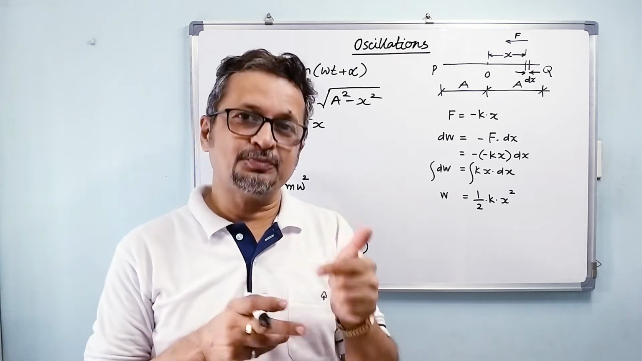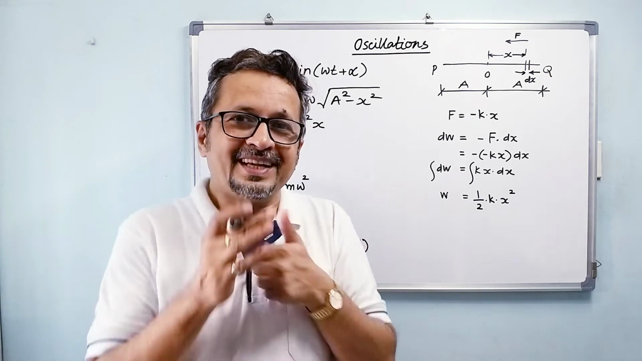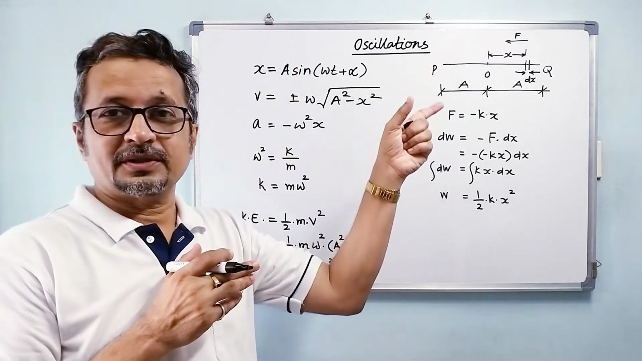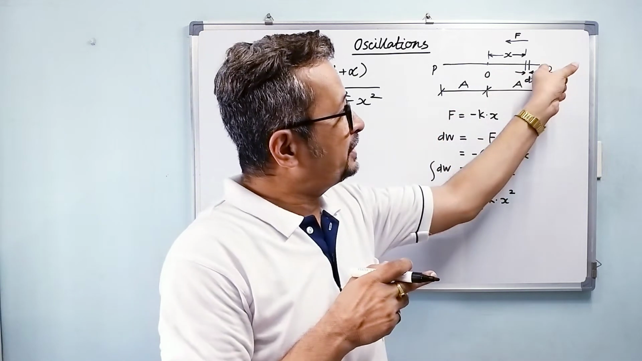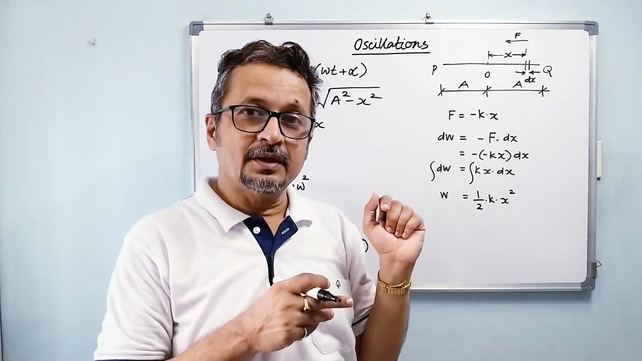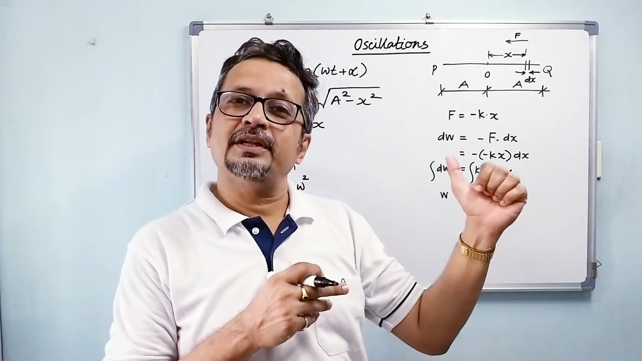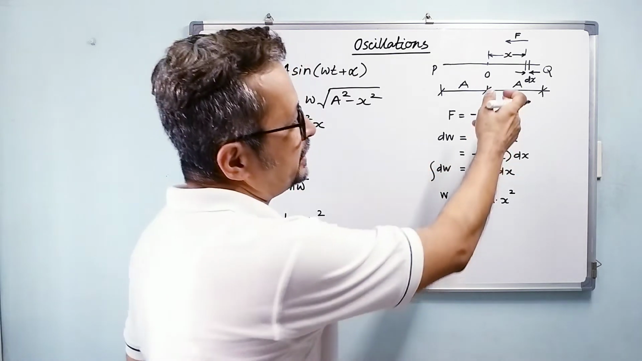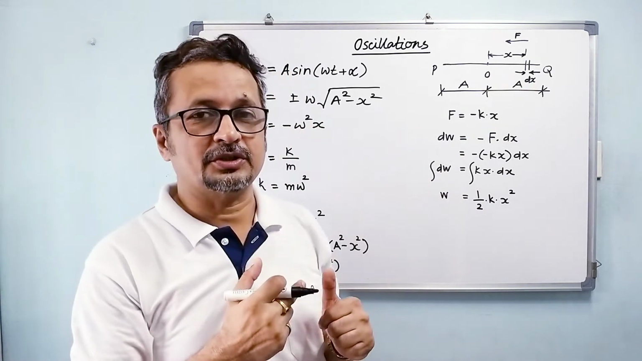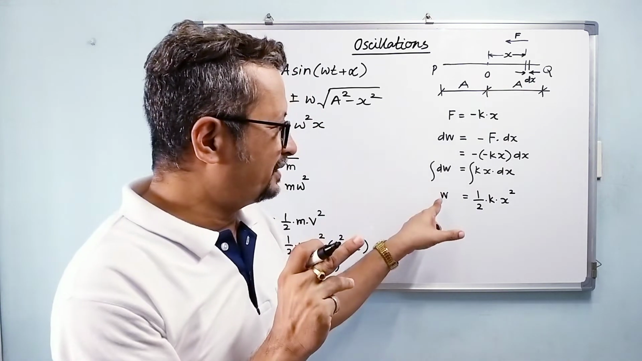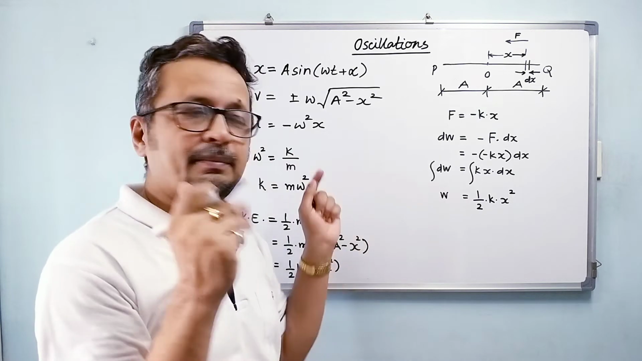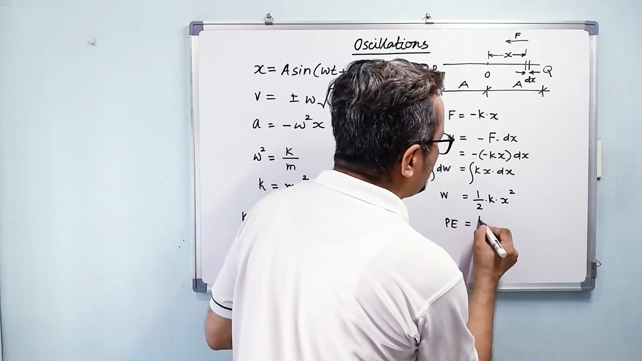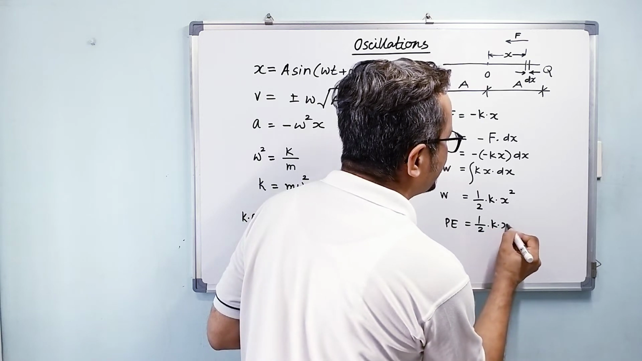So now this work done is stored as potential energy, correct? It is this potential energy which gets added as the particle goes to the extreme position, and then you know what, when it reaches this point q, now that potential energy will eventually get converted back into kinetic energy, and the particle will be brought back towards mean position, right? So this work done is nothing but my potential energy. So I would say here PE is equal to half into k into x square.